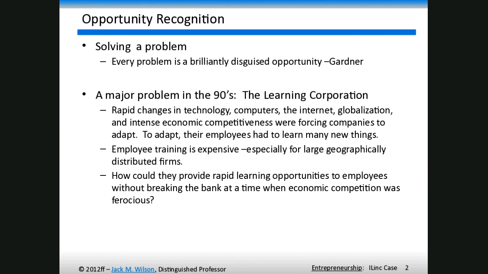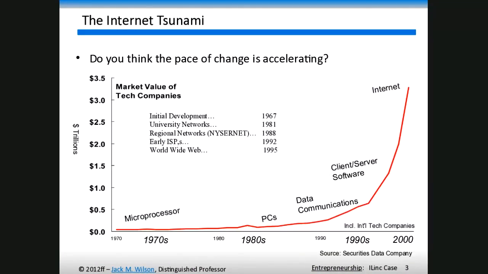GTE would bring them up into a Boston training area. Xerox would take them to a suburban Virginia area, and boy, is that expensive. Is there an opportunity to do something to bring this down? Well, let's talk about what was happening in technology.